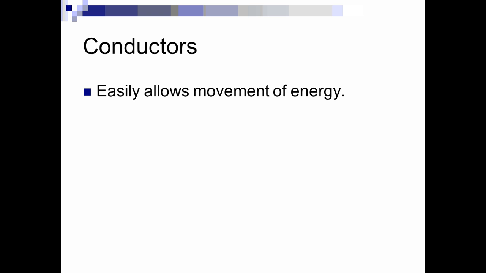So first, let's talk about conductors. You might have an idea of what a conductor is already, but more specifically, a conductor is any material that easily allows movement of energy. In this unit, we're talking about thermal conductors, or conductors that easily allow heat transfer. We'll talk about conductors again when we get to electricity, so electrical conductors. But for right now, conductors overall are objects that easily allow movement of energy.